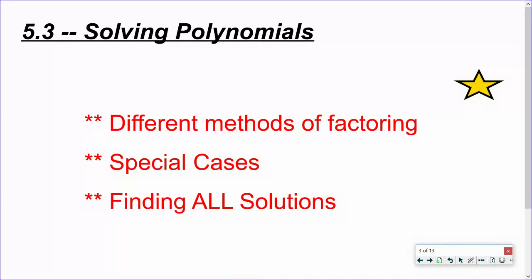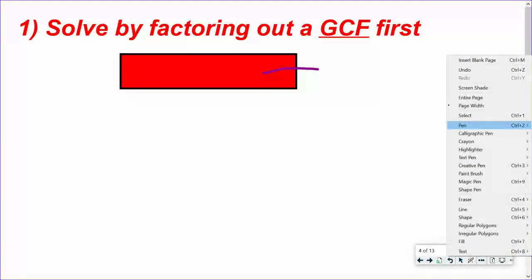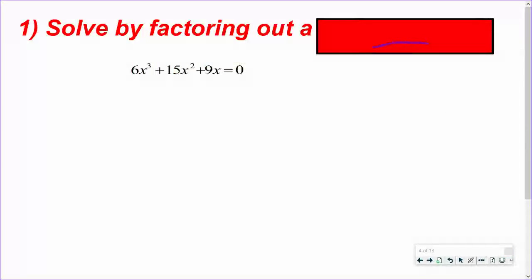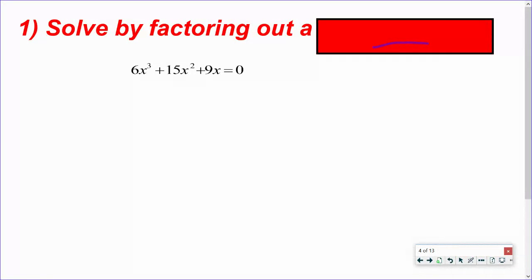Basically, this is exactly the same as section 5.2, except the problems get a little bit more challenging. So let's get started. We have the different methods of factoring, special cases, and finding all solutions. Special cases I don't treat any differently. So that's what we're going to focus on today. We start off with this particular question, and we have to factor this: 6x to the third plus 15x squared plus 9x.